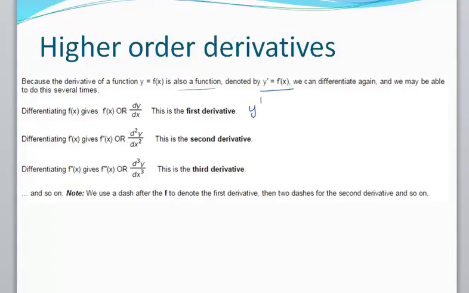That's our first derivative. Our second derivative gives us f dash dash x, d squared y on dx squared, or we can say y dash dash. Then we have 3 dashes, which is our third derivative, and so on. So we use a dash after our f or our y to denote the first derivative, 2 dashes for the second, and so on.